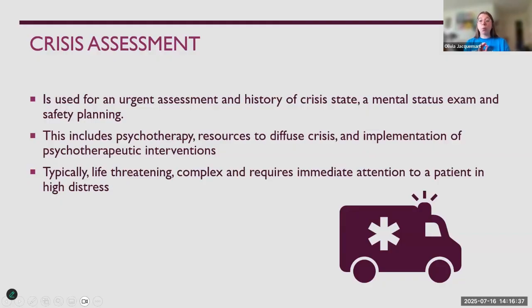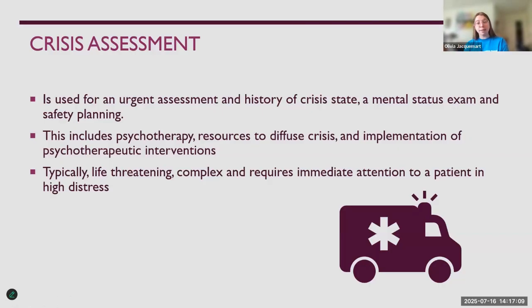So then getting into our crisis procedure code. So utilizing a crisis procedure code is used for an urgent assessment and history of crisis state, or the risk assessment, a mental status exam, and safety planning. This includes psychotherapy, mobilization of resources to diffuse crisis and restore safety, and implementation of psychotherapeutic interventions to minimize the potential for psychological trauma.